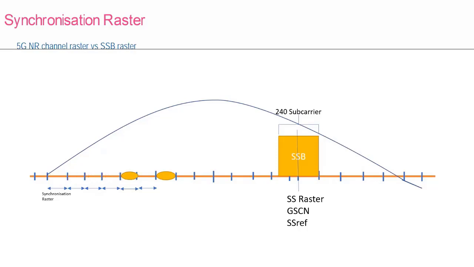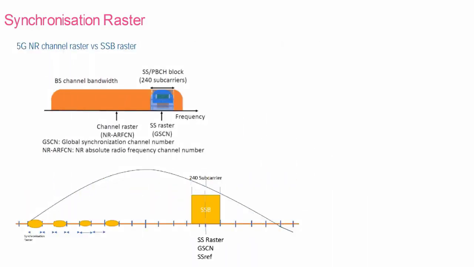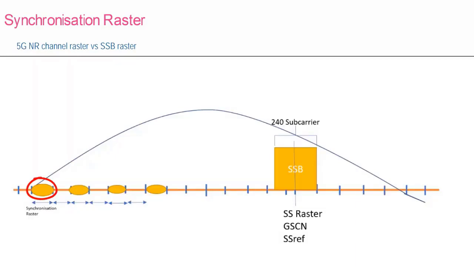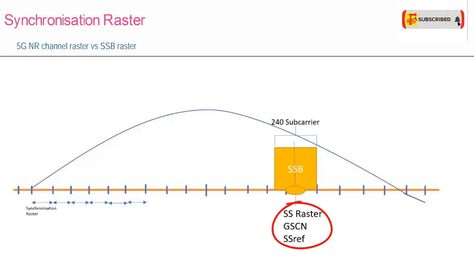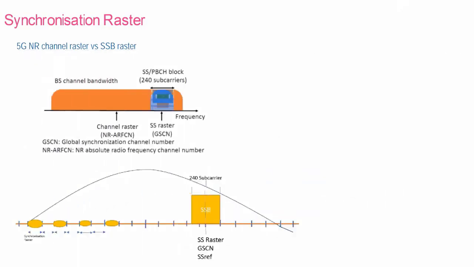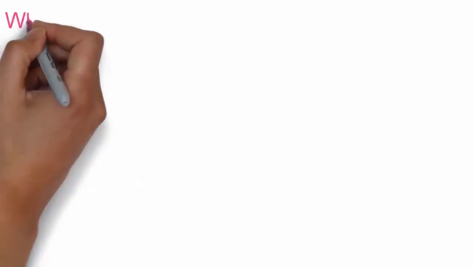You can say GSCN. This is also the SS reference point. SS REF also, we can say this central point of the SSB is SS REF. You can say GSCN. By scanning this small part, you will search for the center frequency point of the SSB. So this small part is the synchronization raster, and the center frequency of the SSB is GSCN or SSREF.